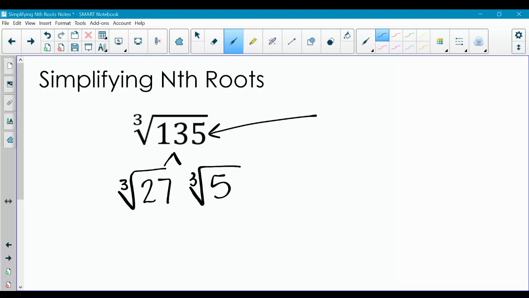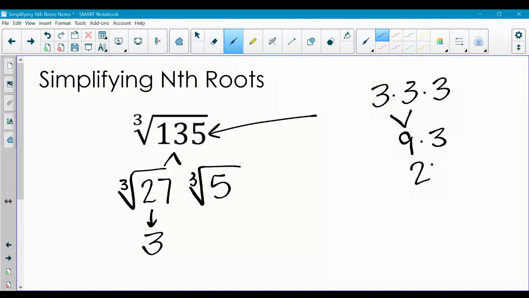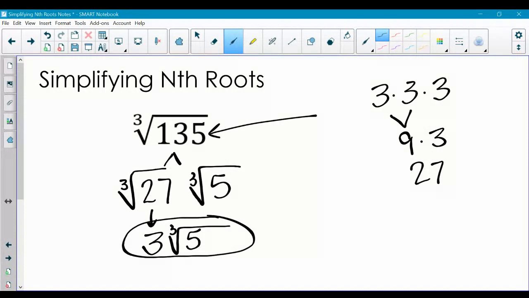So the cubed root of 27, we actually are going to simplify that to just a 3, because remember, 3 times 3 times 3, right? 9 times 3 is 27. So that's how we're getting that 3. And then we're going to re-record the cubed root of 5 in our final answer, because we can't simplify that piece any further.